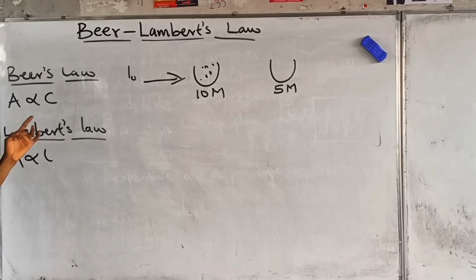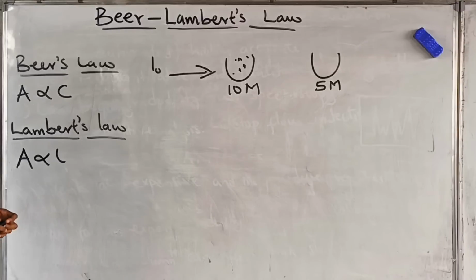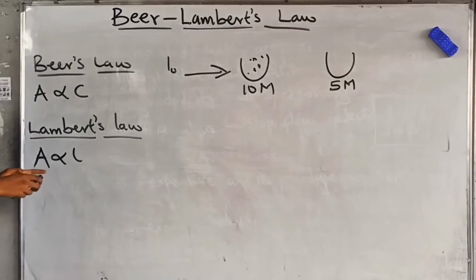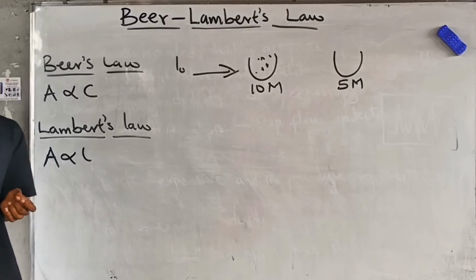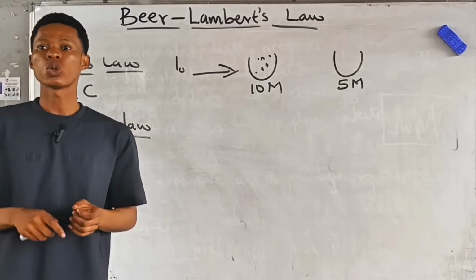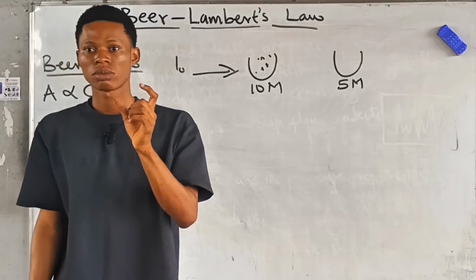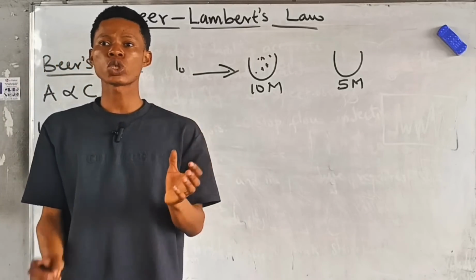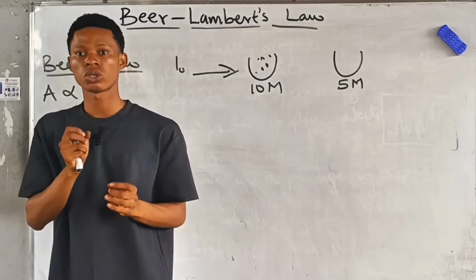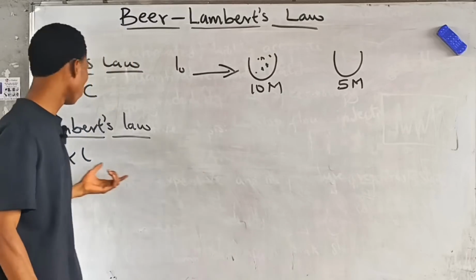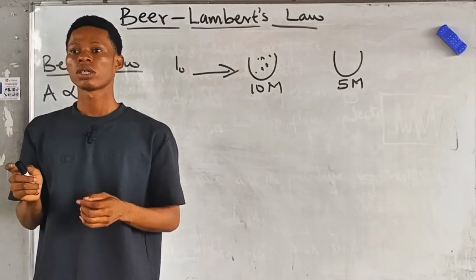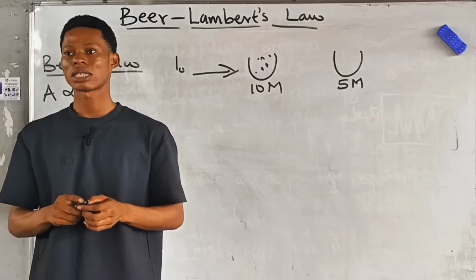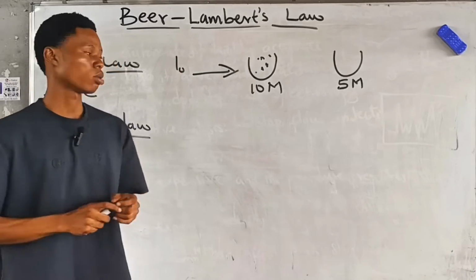Now, Lambert's law. Lambert's law states that the absorbance of a light absorbing material is directly proportional to the path length. If you don't call it path length, you call it thickness of the solution. So it's directly proportional to the path length and independent of the what? Intensity of the light. Let me explain what Lambert's law is talking about.